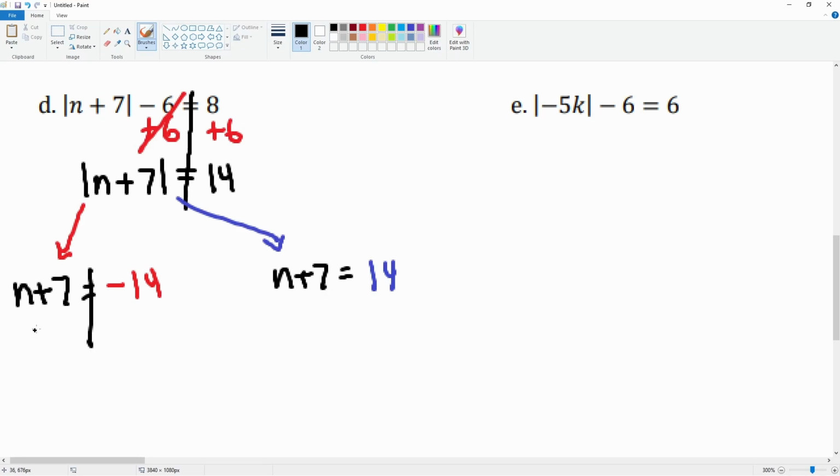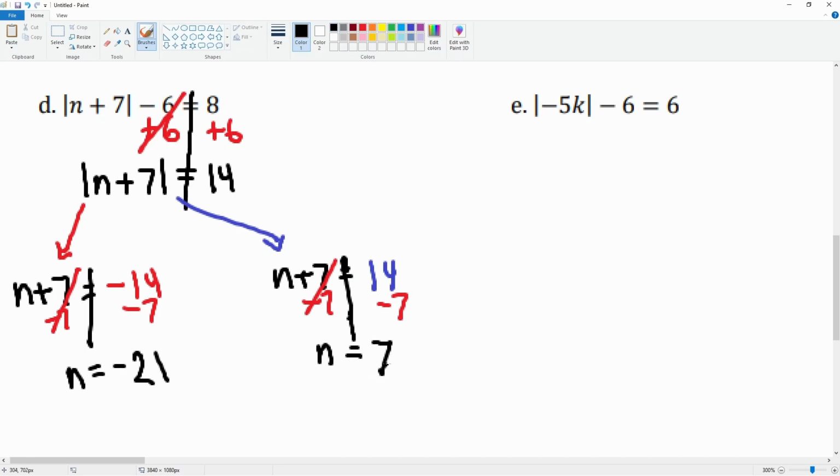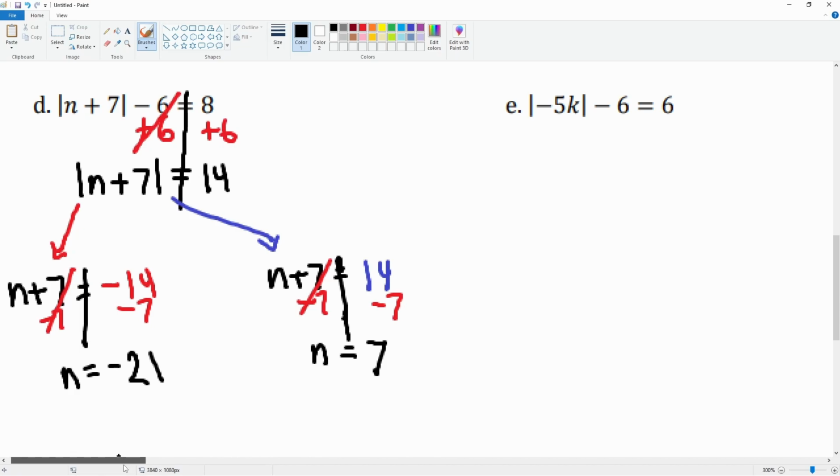Here's the line. We're going to subtract 7 on both sides. The plus 7 and the minus 7 cancel, leaving me with n equal to negative 21. Here's the line down that middle. We are going to subtract 7 from both sides. This cancels, leaving me with n equal to positive 7. So n is equal to negative 21 and n is equal to positive 7 are your two answers.